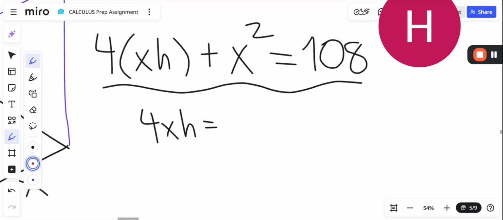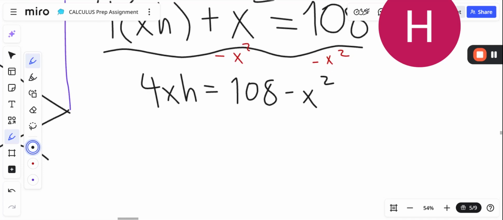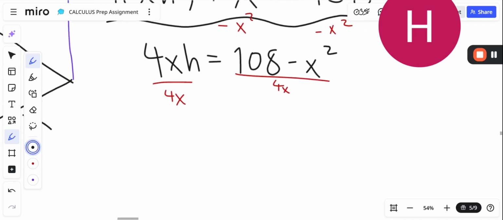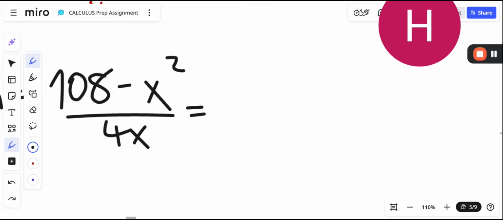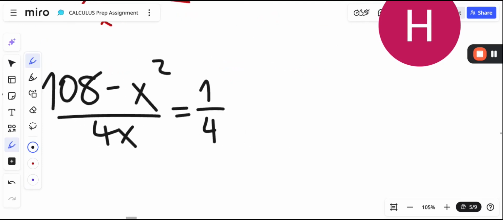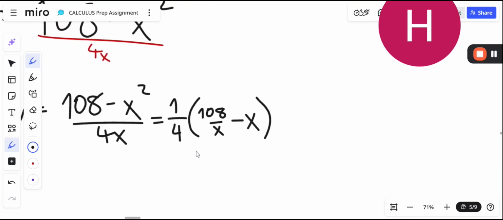So we'll have 4xh equals 108 minus x squared. Then we just divide everything by 4x. So now we have that h equals (108 minus x squared) over 4x. What I want to do here is take the 1/4 out, and that's going to leave us with 108 over x, because we're still dividing by x, minus just x, because x squared over x is just x.